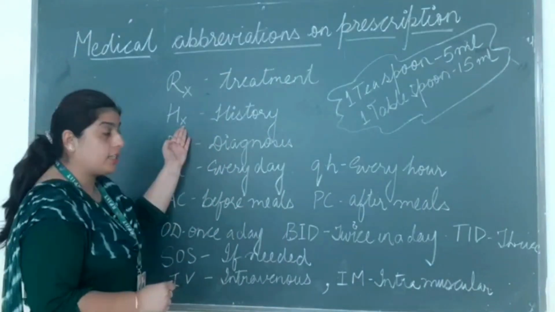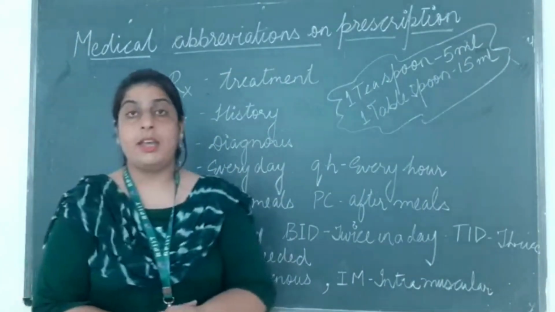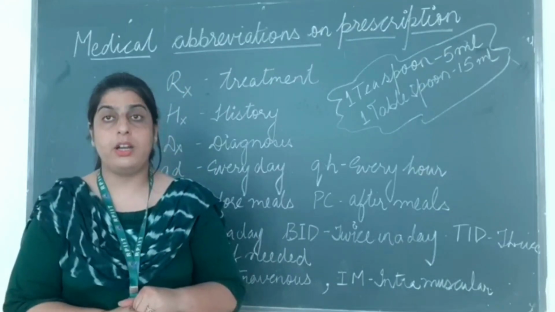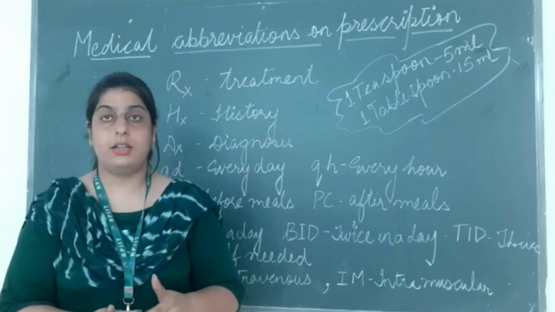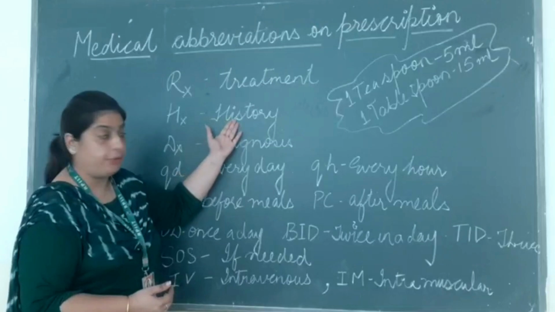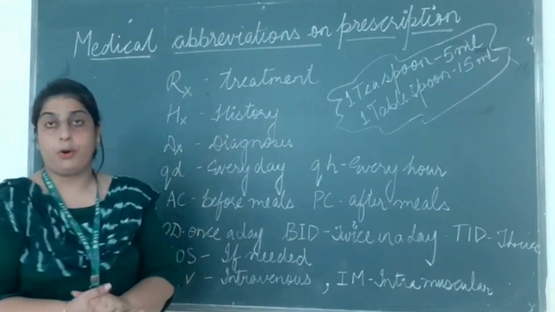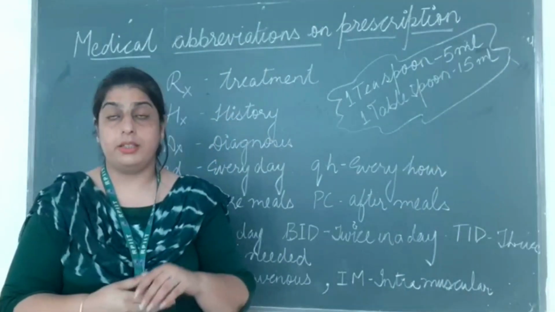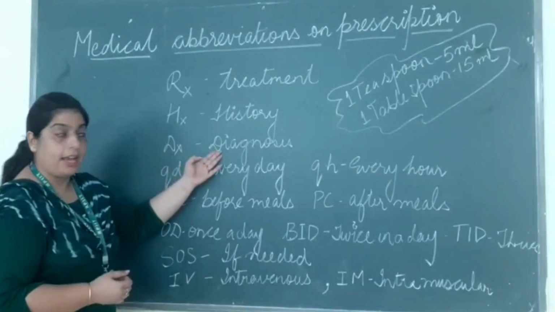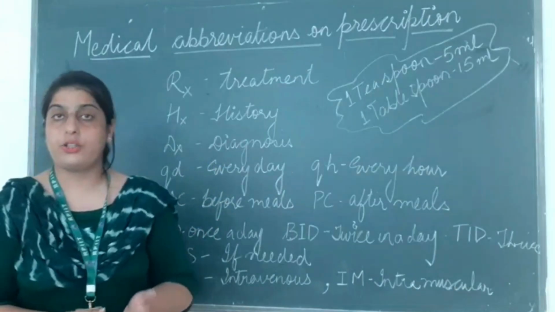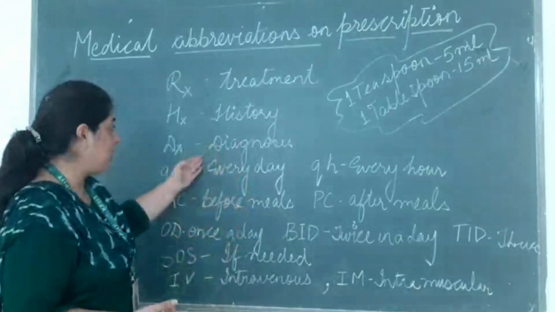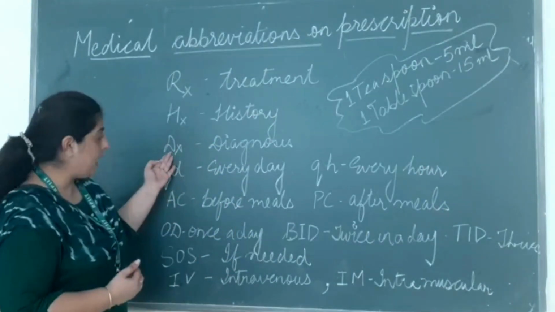The next is HX, which means history. If a person is having any ailment, any kind of BP, sugar or any disease which occurred before this, it is all mentioned in the history of the patient. The history is very important to diagnose the disease properly. Next is DX, which means diagnosis. Whatever has been diagnosed by the doctor as per your symptoms is the diagnosis, and it is mentioned by DX.